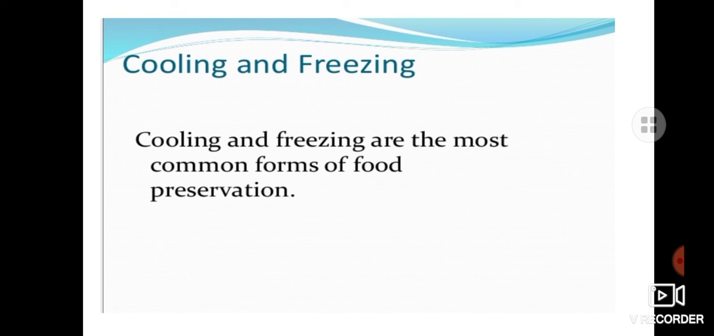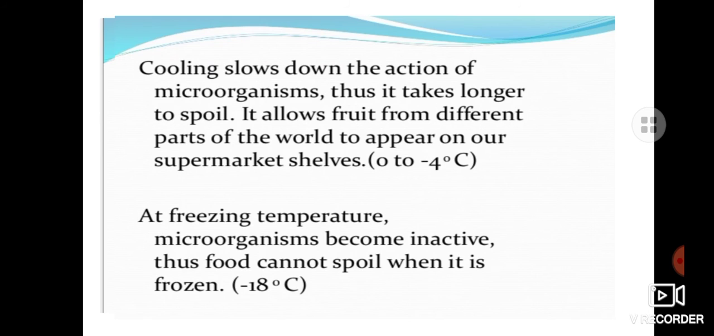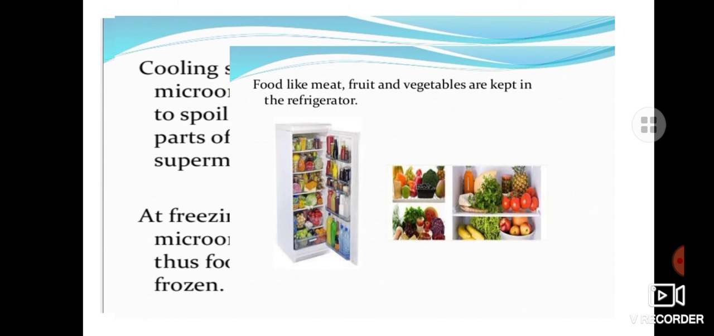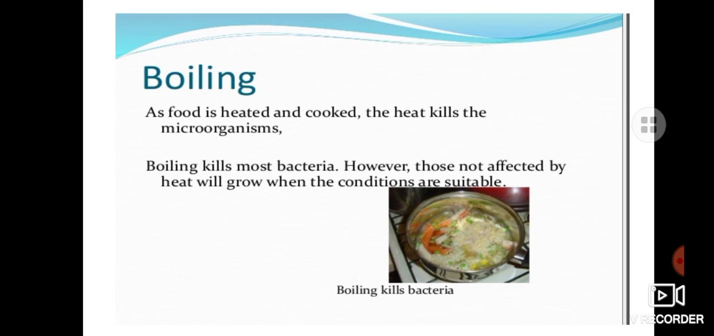Now let's talk about the physical methods. The first is cooling and freezing. Of course these are very common methods that we use at home too, children. Cooling slows down the action of microorganisms, so we can keep our food for a longer period of time. And at freezing, minus temperatures, the microorganisms become inactive, so they cannot spoil our food. Foods like meat, fruit, vegetables we can keep in the refrigerator.